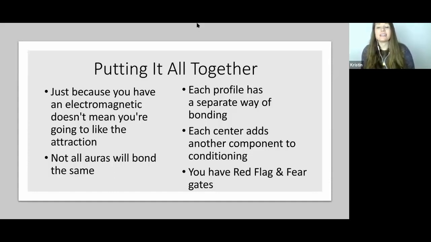Each center adds another component to conditioning, right? The more openness we have, the more we're taking in, and that's where we can be conditioned. And you also have the red flag gates and the fear gates.